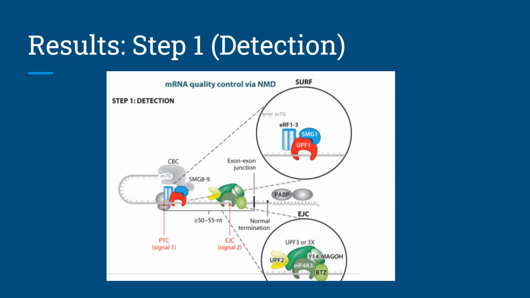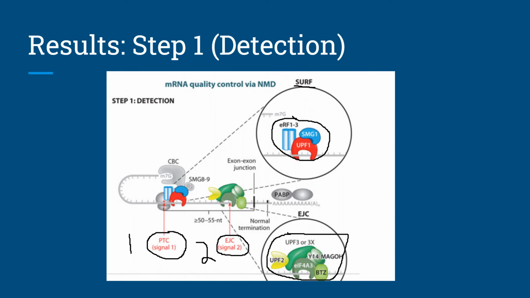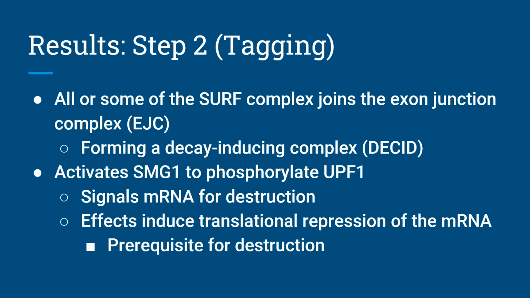So this figure demonstrates detection. So here we have the premature termination codon, which is what signal 1 is. And then we have the SURF complex, and here are the components of the SURF complex. For signal 2, we have the exon junction complex, and here it is magnified, and these are the components that are in the exon junction complex that I just mentioned. And this signal happens only when the premature termination codon on a messenger RNA is more than 50 to 55 nucleotides upstream. So the next step is tagging.